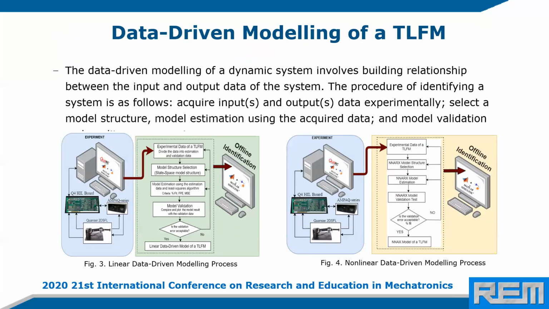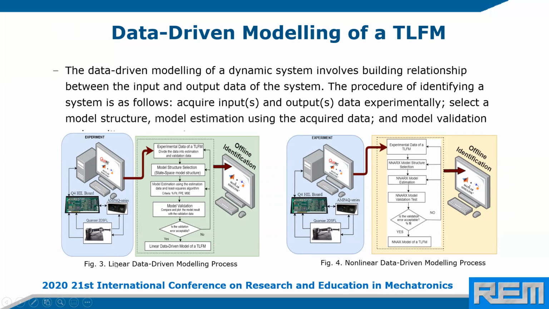Now we'll be talking about data-driven modeling of a two-link flexible manipulator. Basically, what we do in data-driven modeling is to build relationship between the input and output data of a system. The procedure for identifying a system is as follows: acquiring the input-output data experimentally, selecting model structure, model estimation using the acquired data, and model validation.